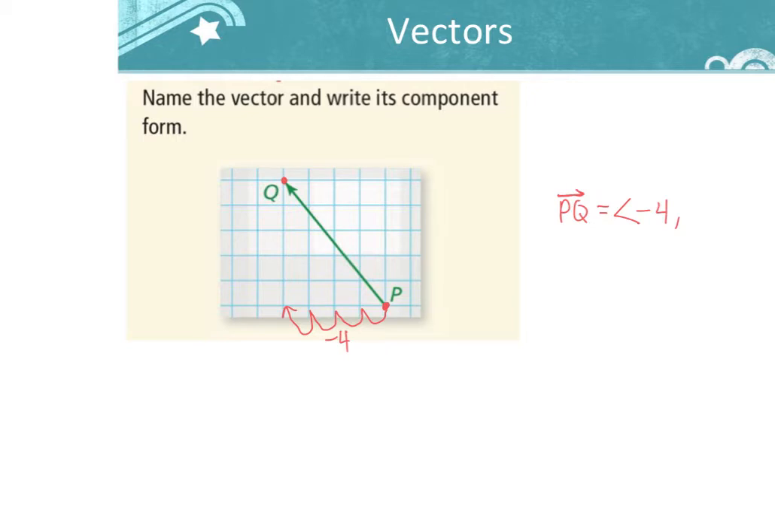-4. And then we moved 1, 2, 3, 4, 5 units up. So this is going to be +5 or just 5. So 5 units up. This is how we write this vector in component form: -4, 5. Okay? It's very similar to the slope. So the slope of this vector would have been 5 over -4. Remember, rise over run? Or just -5 over 4.